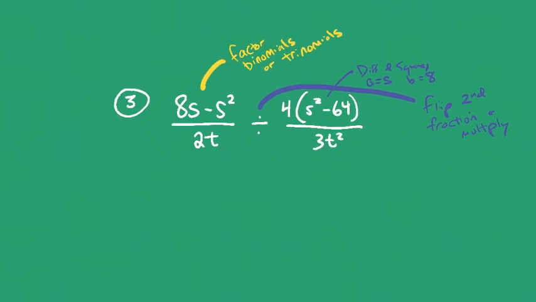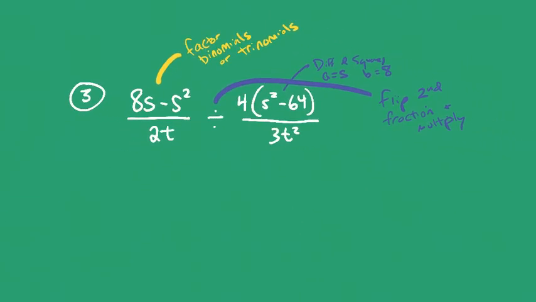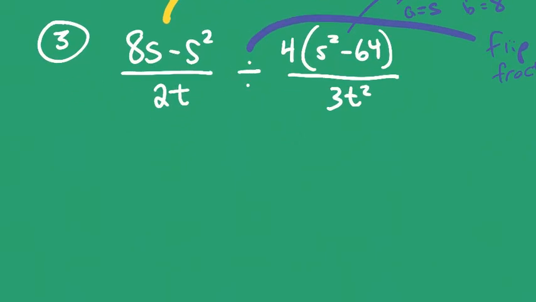Factor binomials or trinomials. That's what we did with the difference of squares, the a minus b, a plus b. That's factoring. So a few different things to keep in mind here. I'm going to go ahead and factor that first one here. It's not the difference of squares. S squared is a square, but 8s isn't. So this is not the difference of squares. We do have an s that we can take out, though. And then you want to write what's left. If we take s out of 8s, that leaves 8. And if we take s out of s squared, that just leaves another s.